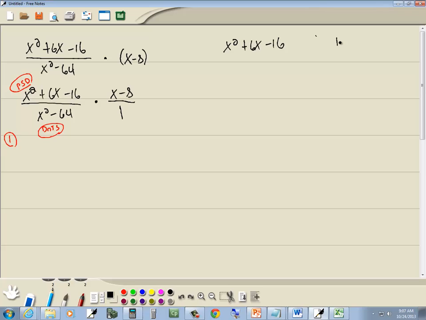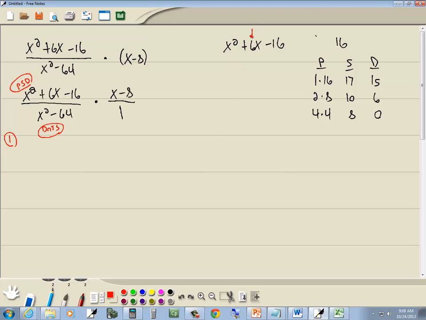PSD: we take the number at the end, ignoring the signs. So we look at 16, and we come up with our three columns. Our P column, we write down all products that give us 16. We've got 1 times 16, 2 times 8, 4 times 4. The S column, S for sum, we want to add these together. 1 plus 16 is 17, 2 plus 8 is 10, 4 plus 4 is 8. D for difference. We want to subtract smaller from larger. 16 minus 1 is 15, 8 minus 2 is 6, 4 minus 4 is 0.